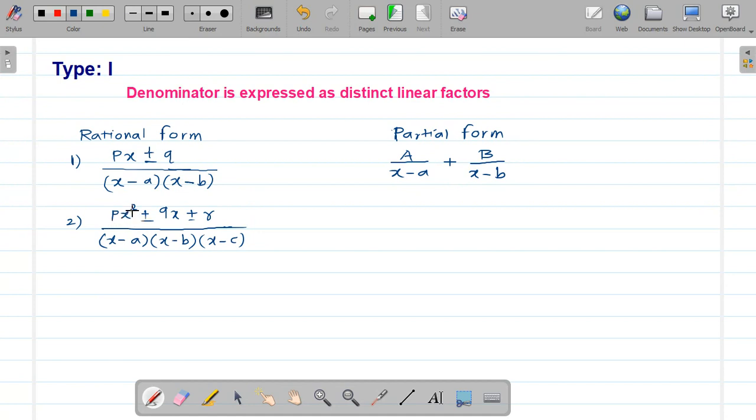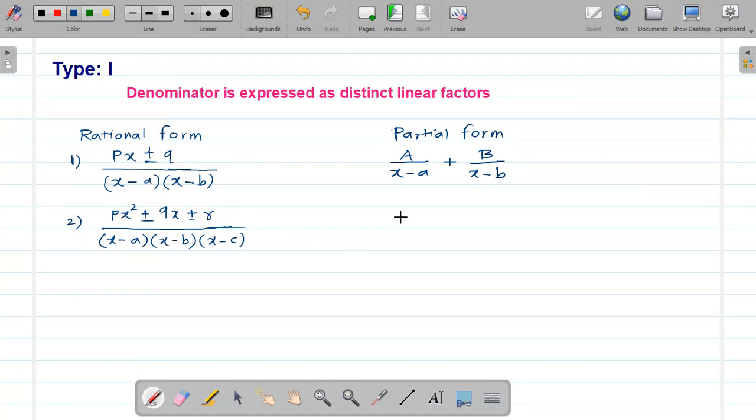If the numerator is px square plus or minus qx plus or minus r, and the denominator contains three distinct linear factors, that is first one is x minus a, second one is x minus b, and third one is x minus c. If you multiply this totally, then you will get the cubic polynomial, because the degree of denominator will be 3. So here also the degree of the numerator is less than the degree of the denominator. So this is the proper rational function.